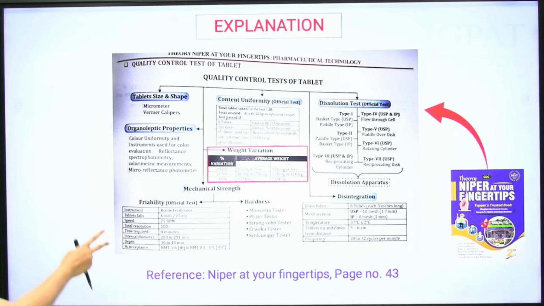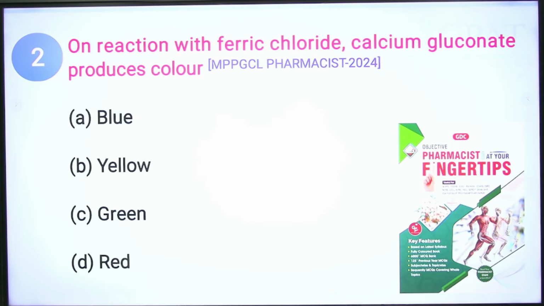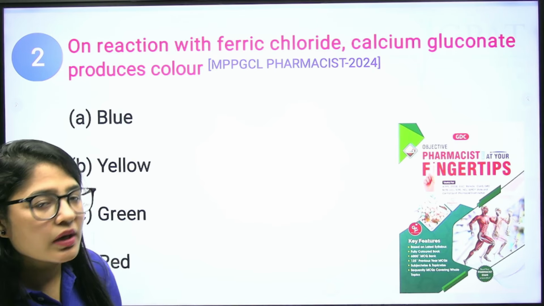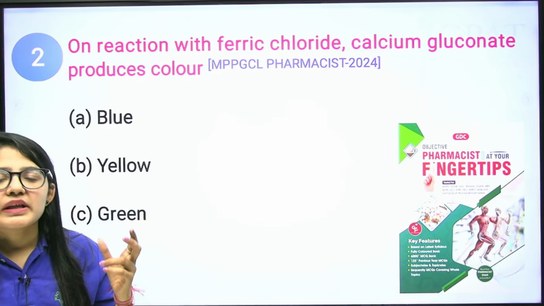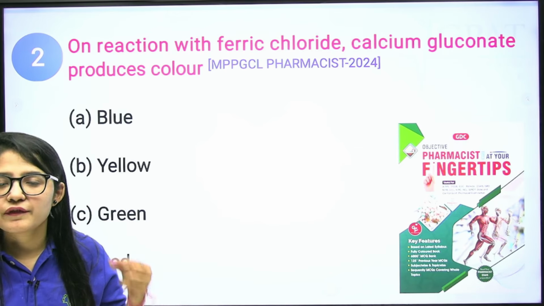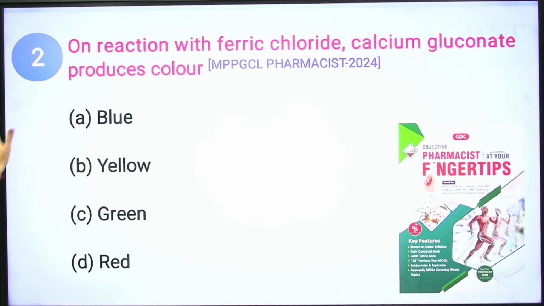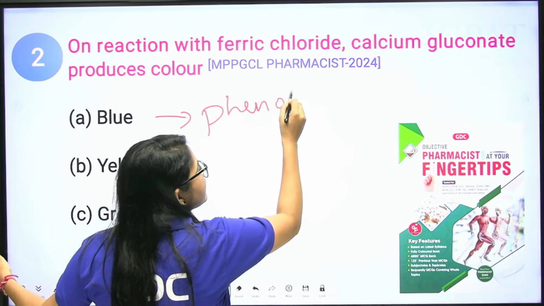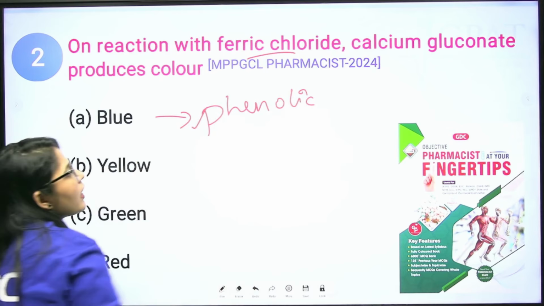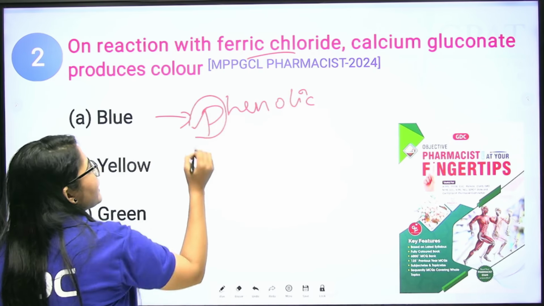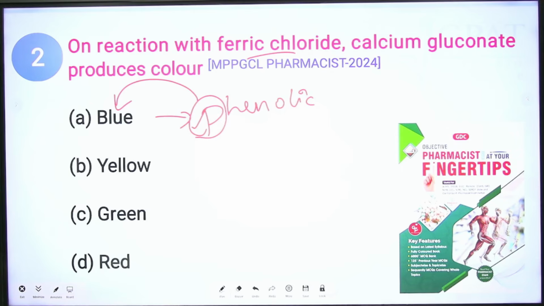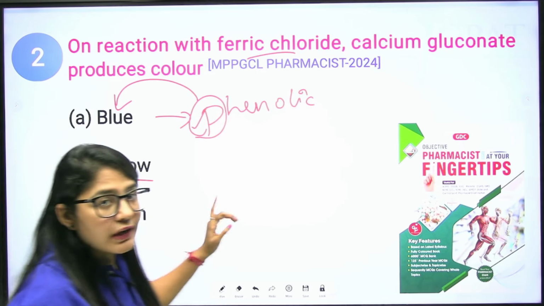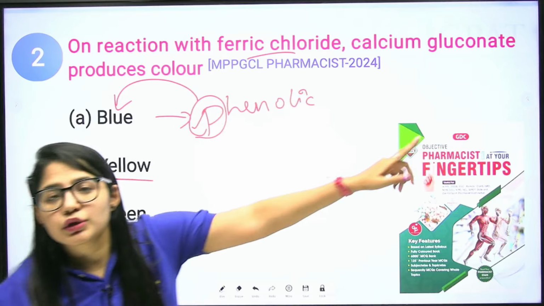Okay, now next question. On a reaction with ferric chloride, calcium gluconate produces which color? This is a previous year question from MPPGCL Pharmacist 2024. Ferric chloride is the compound that gives different colors in the presence of different functional groups, like blue color. Blue color is given by the phenolic group. If a solution has the phenolic group, then the ferric chloride solution will give blue color. By this you can remember purple: purple is a shade of blue. Clear? Next we have the yellow.